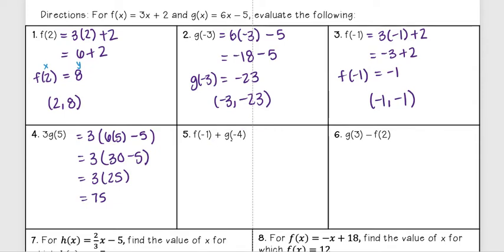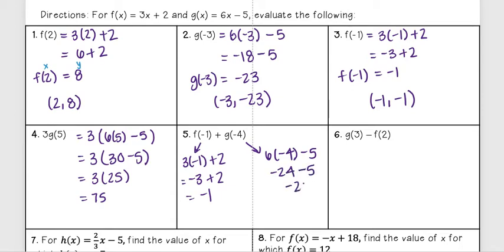Okay, so now for this one, I am working with both the functions. It's saying to find f of negative 1 plus g of negative 4. So I'm going to go ahead and first start with finding f of negative 1. Well, f of negative 1, that is just 3 times negative 1 plus 2. And then g of negative 4. Well, 3 times negative 1, I get negative 3, plus 2, which is negative 1. 6 times negative 4 is negative 24, minus 5, and so I get negative 29.